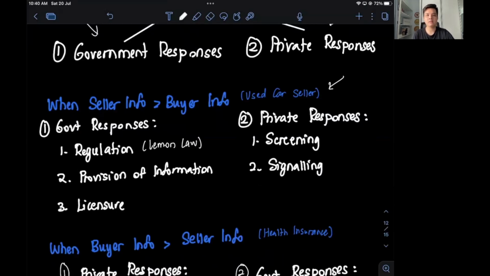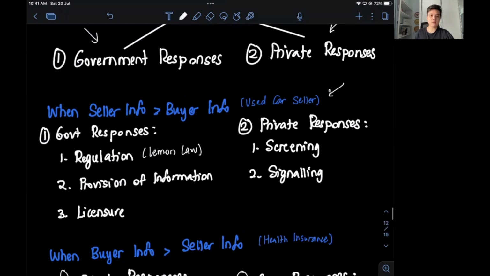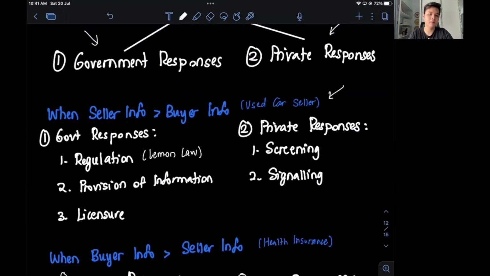The lemon law applies to both the US as well as in Singapore, and I'm pretty sure in some other countries too. And the idea is that if there is a defect in a car within the first 6 months of purchase, the dealer must repair, replace, or refund the car. In terms of provision of information, used car sellers must clearly disclose the car's history, mileage, and condition when listing these cars online. Lastly, in terms of licensure, used car dealers must have an appropriate license from authorities to sell used cars.